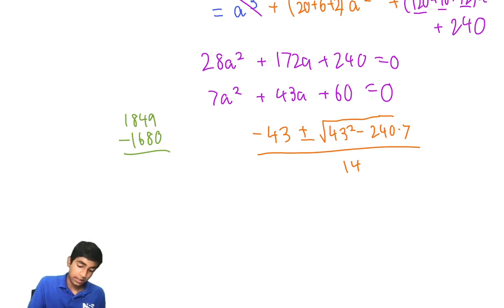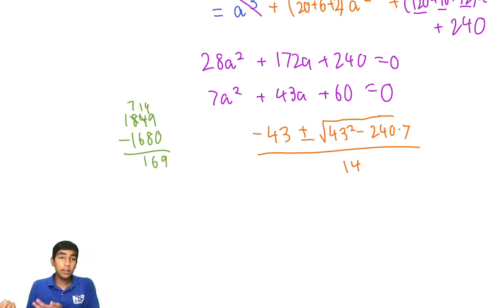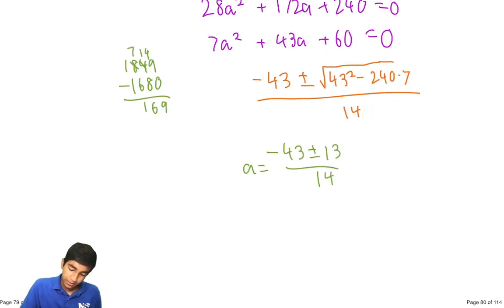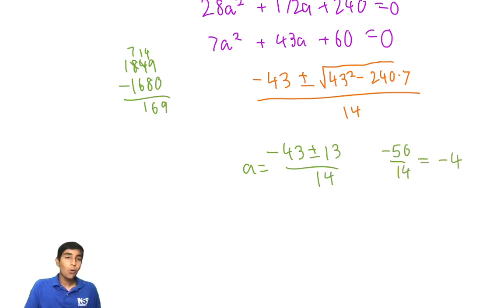More mental math techniques that would be good to know. We just subtract, we get 169. The square root of 169 is 13. And negative 43 plus or minus 13 over 14. And we look at the possibilities. They can be negative 43 minus 13 over 14, which is negative 56 over 14, equals negative 4. Or we can also have negative 43 plus 13 divided by 14, which is negative 30 over 14, which is negative 15 over 7.